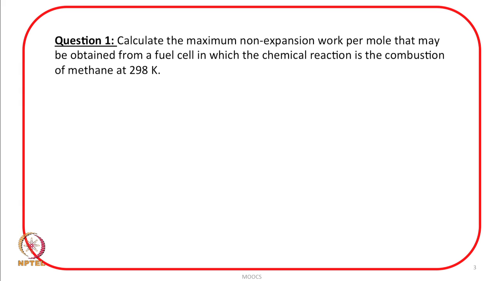Now, let us go to another question. This will be on the maximum non-expansion work. The question is, calculate the maximum non-expansion work per mole that may be obtained from a fuel cell in which the chemical reaction is the combustion of methane at 298 Kelvin.